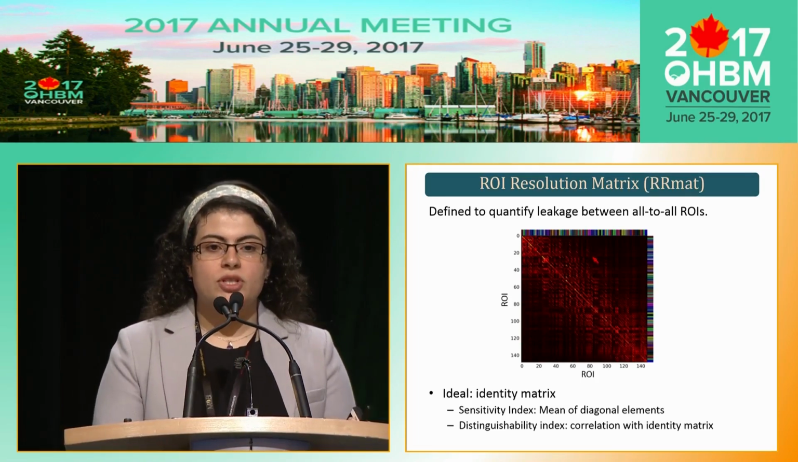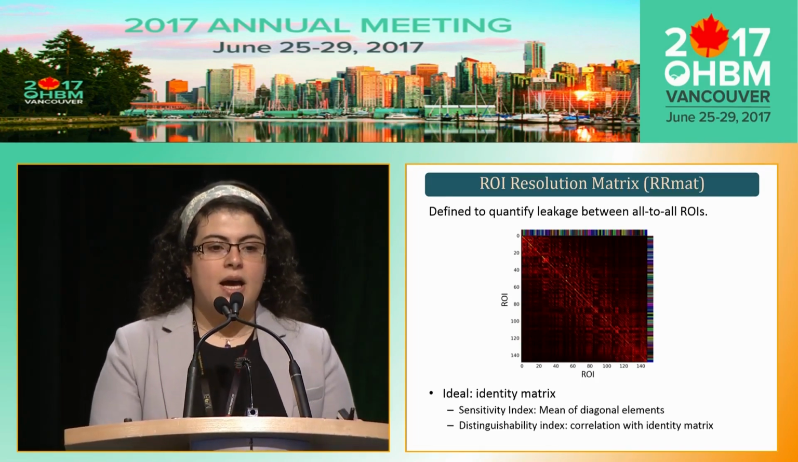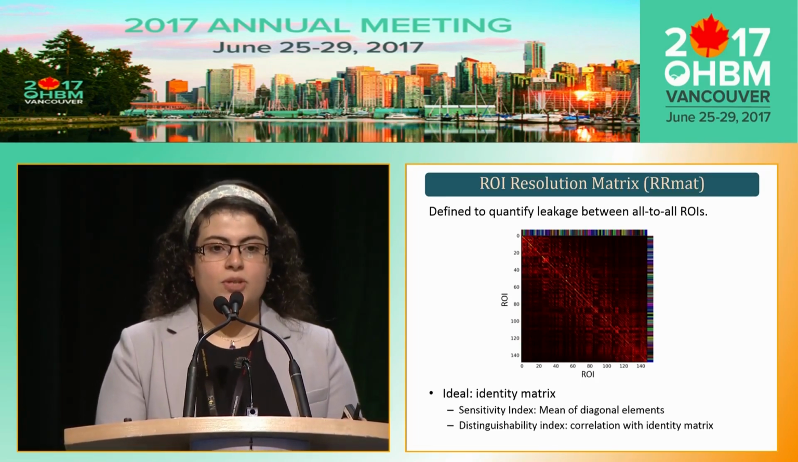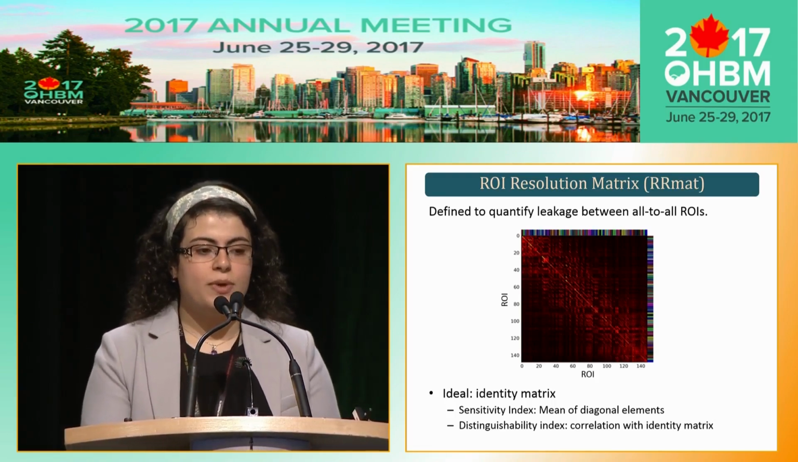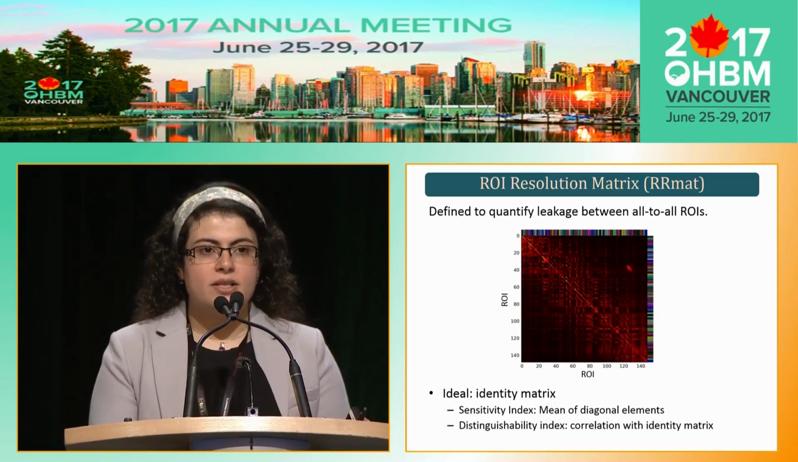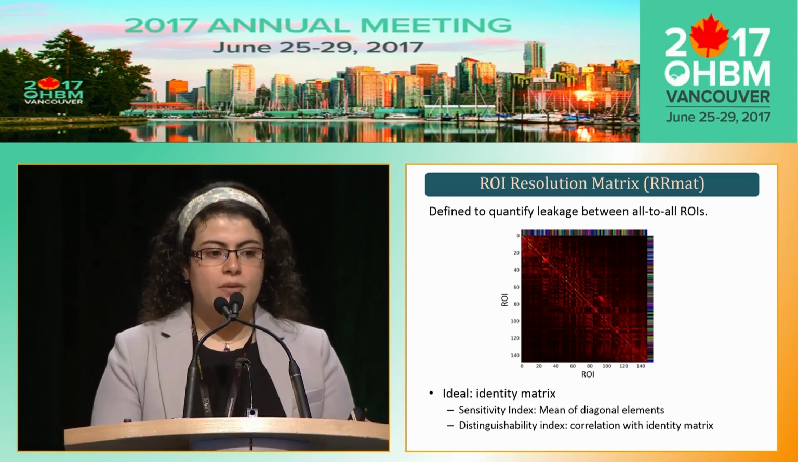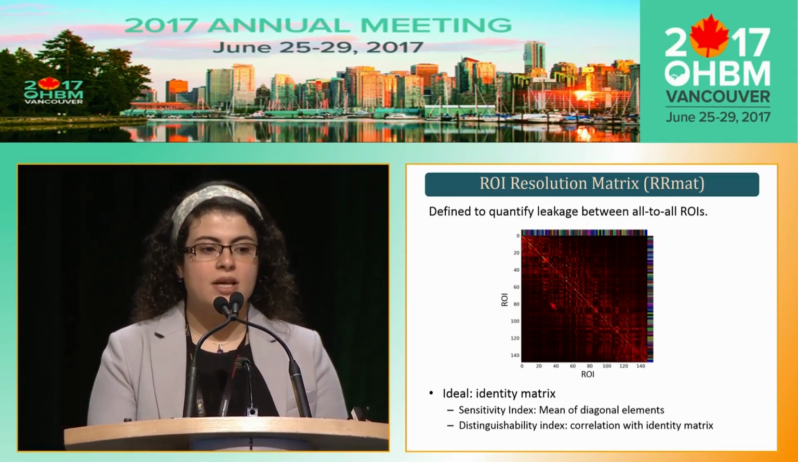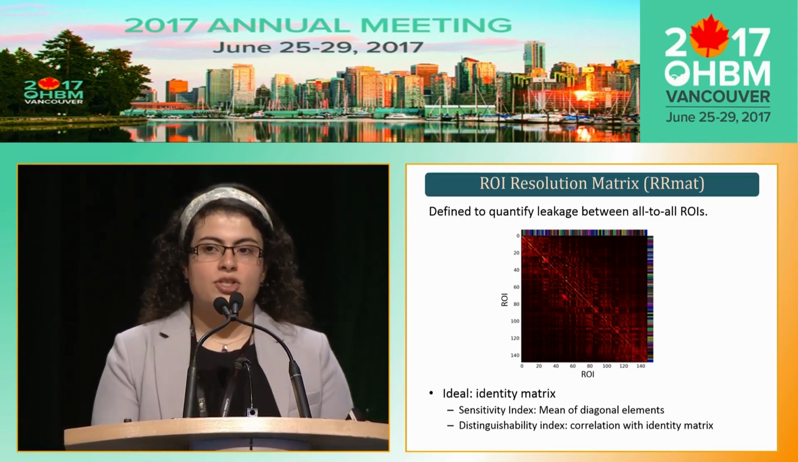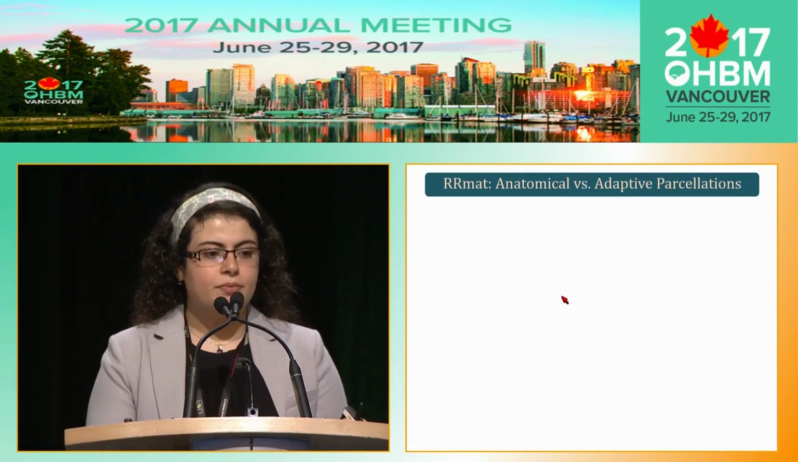So ideally, we want it to be an identity matrix, and based on this matrix, we define two indices, the sensitivity and distinguishability indices. The sensitivity is the average of the diagonal elements, and the specificity is the correlation between the RMAT and an ideal identity matrix of the same size.